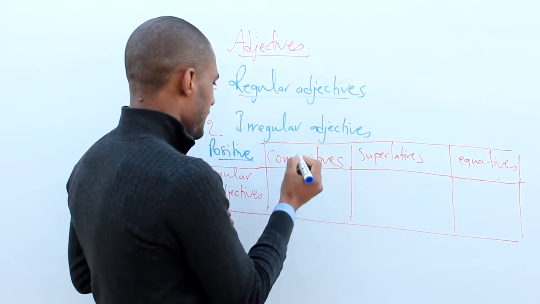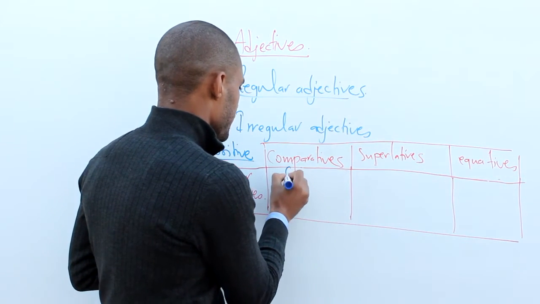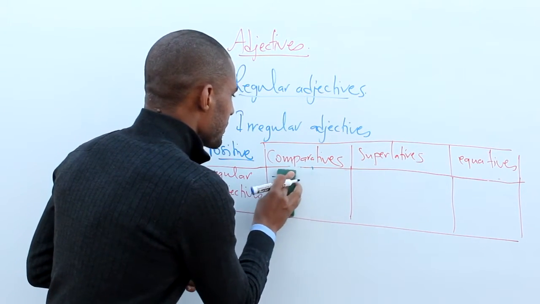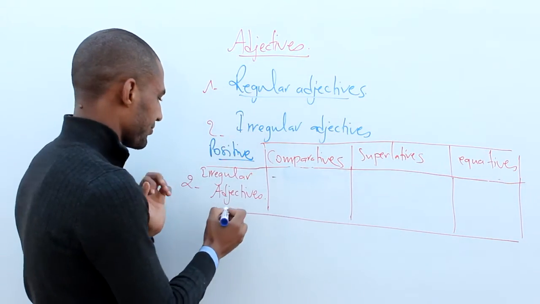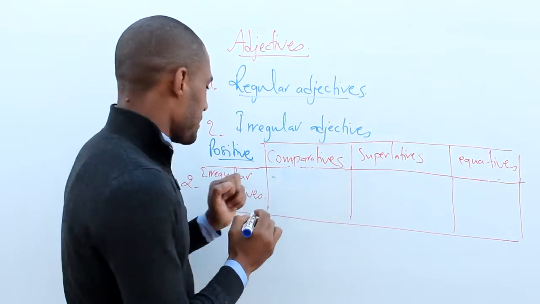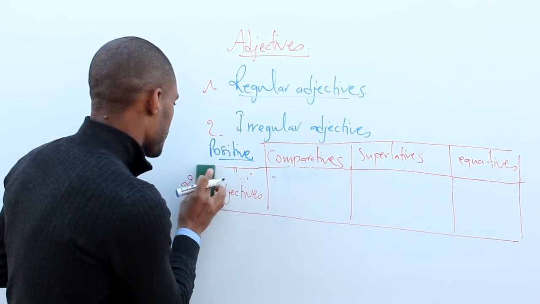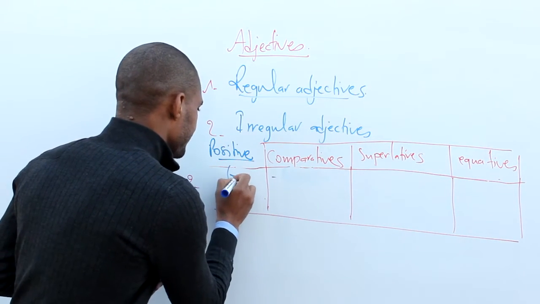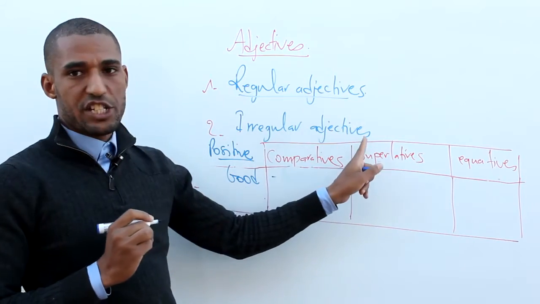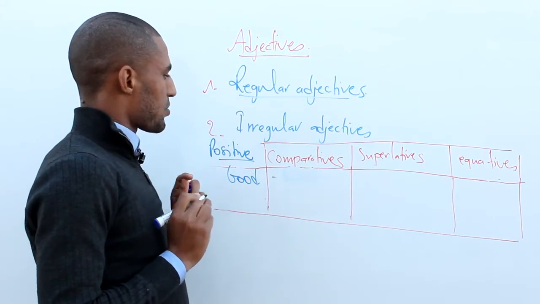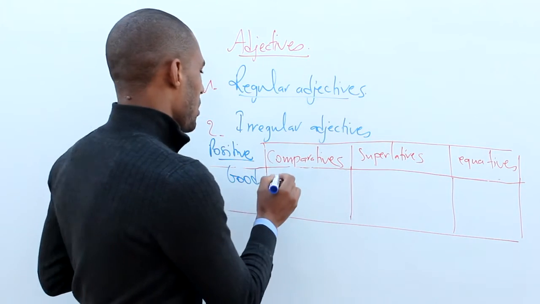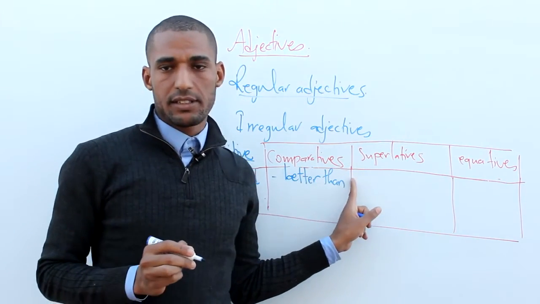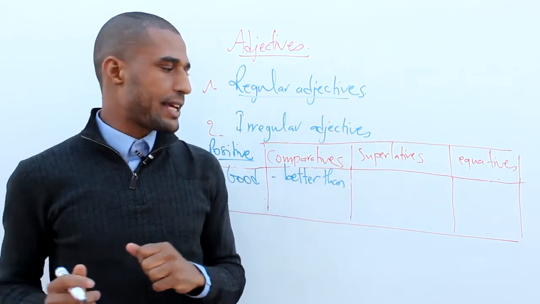The first irregular adjective that we can suggest here is good. It's a very well-known adjective. Good, of course, this is the positive form. Remember that this is number two, irregular adjectives, okay? In the comparative form, we say better than, or in American English we say better than, great.